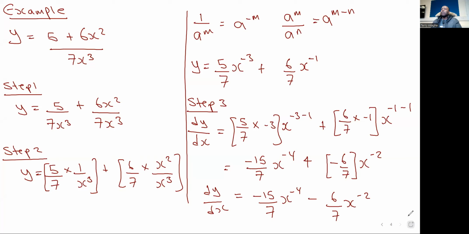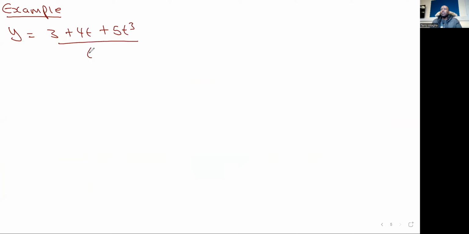All right, let's pick one more example, okay? Let's assume we have y is equal to 3 plus 4t plus 5t cubed divided by t squared, all right? And we're told to solve this. So let's go. So the first thing, step 1, we have to separate it. So let me put step 1, so it will be easy for you to understand. So the first step, we need to separate it.